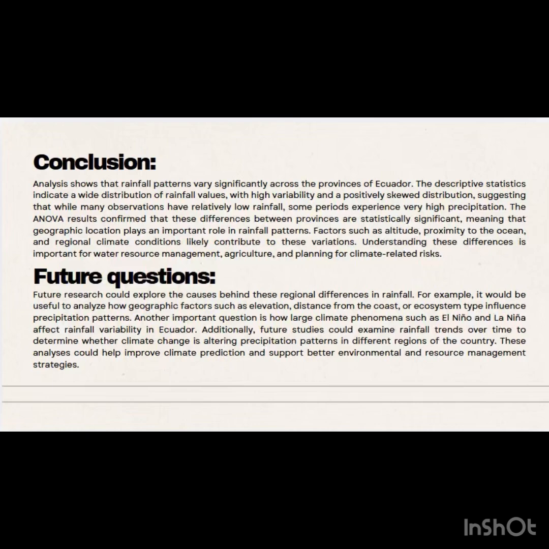These variations may be explained by geographic factors such as altitude, proximity to the coast, or even regional climate conditions. Understanding rainfall distribution is important for agriculture, water resource management, and also climate risk planning in Ecuador.